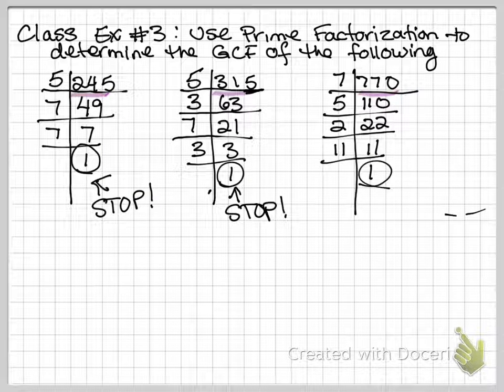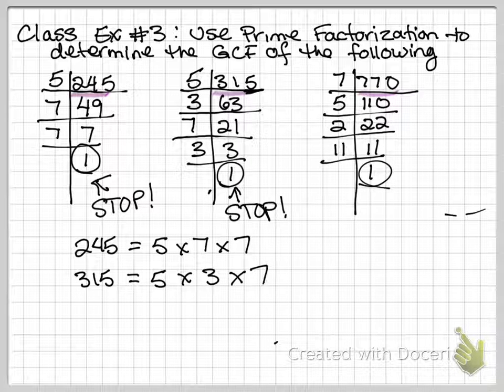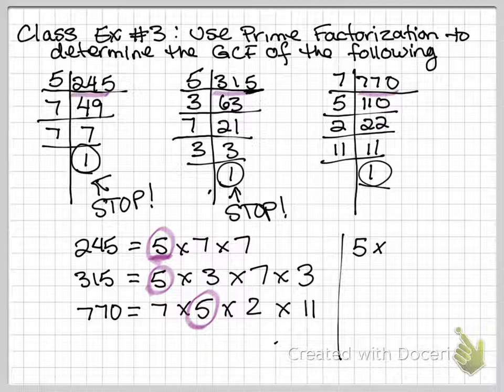So now let's look at the prime factors of each of these numbers. Let's list them out. For 245, my prime factors were 5 times 7 times 7. For 315, they were 5 times 3 times 7 times 3. And for 770, it was 7 times 5 times 2 times 11. And so then I'm going to find the factors that are common between these numbers and multiply them together, find the product of them. So my first question is, is 5 common between them? Well, I've got a 5 here, a 5 here, and a 5 here. So yes, 5 is a prime factor that is common between them.